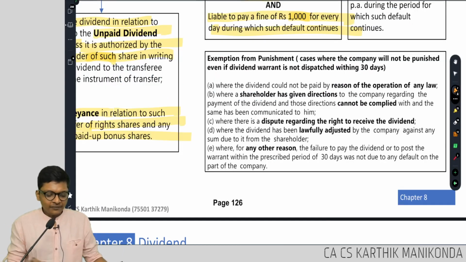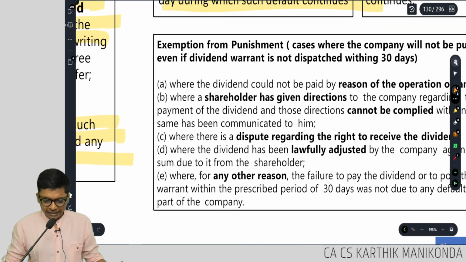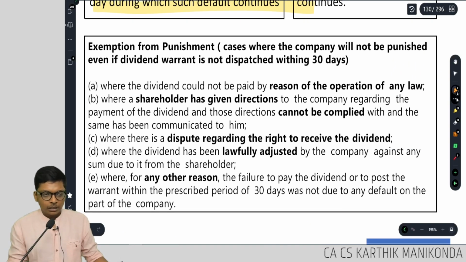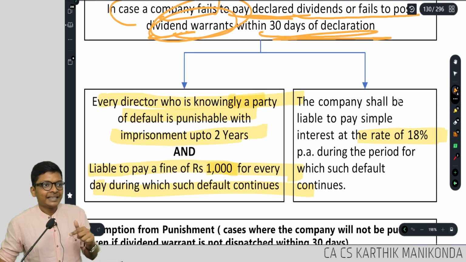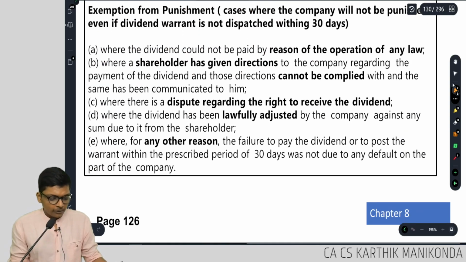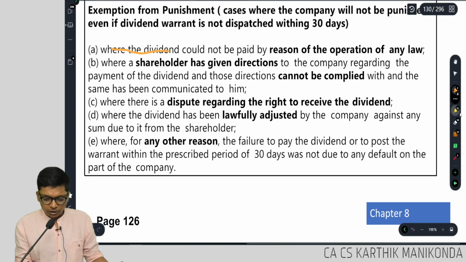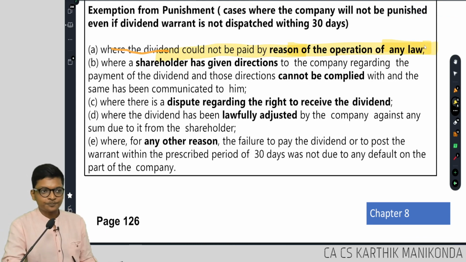So, we have some exceptions, guys. Don't read every point. I'm going to tell one story for each point. The exceptions say, in all these cases, the above provision is not applicable. Are you following, guys? One such point we just now saw. Look at this. Where the dividend could not be paid by reason of operation of any law. COVID lockdown. Are you following, guys?